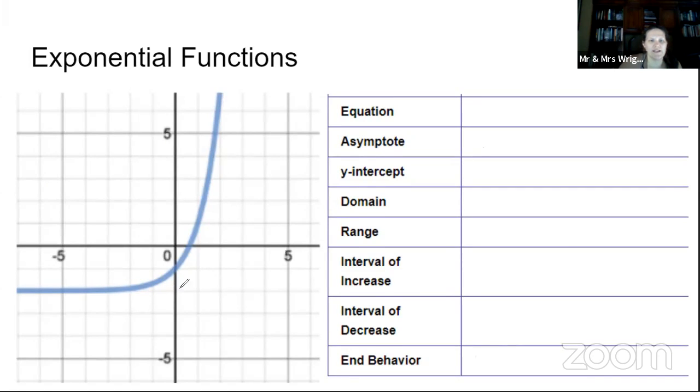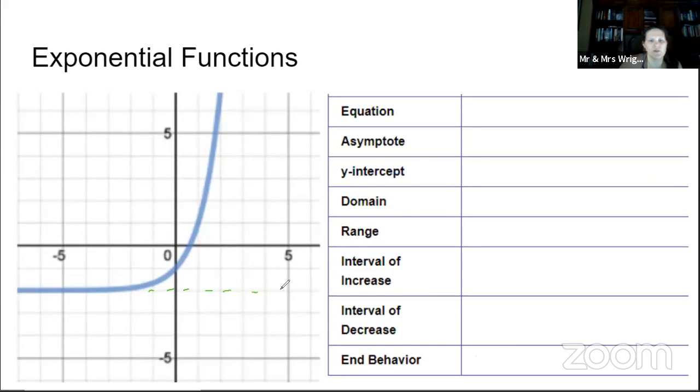Asymptote. I see my asymptote is right here, which is y equals what? 1, 2. Okay, so y equals -2 is my asymptote. That means I'm going to have a -2 up there. I already know it, no matter what. My y-intercept is 0, -1. Domain, I already know, is all real numbers. Range is the lowest it can be is going to be -2. And it's going to go on to positive infinity.